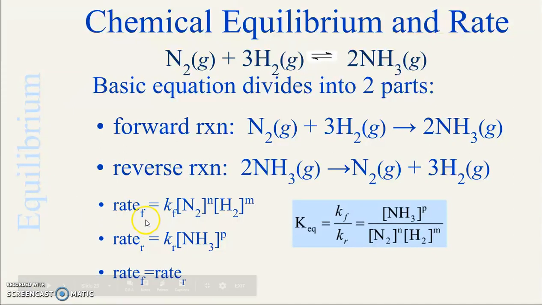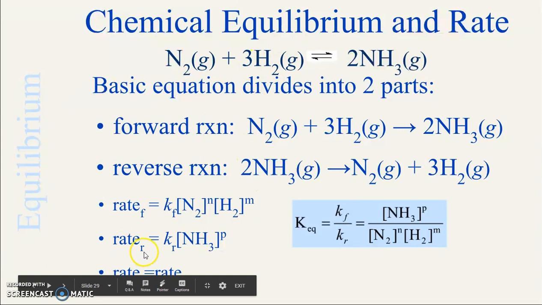So the rate of the forward reaction is going to be the constant times N2 to some number, which in this case is going to be 1, and H2 to some number, which in this case is going to be 3. And the rate of the reverse reaction is going to be the constant times the concentration of the product to some number, which in this case is going to be 2. At equilibrium, the rate of the forward equals the rate of the reverse. And so if you have the rate of the forward over the rate of the reverse, that's going to tell you your equilibrium constant. So that's a little bit about where we get these numbers from.